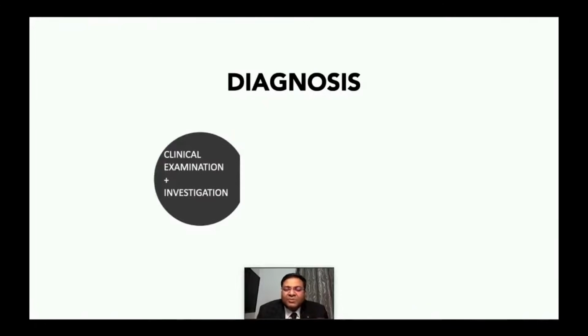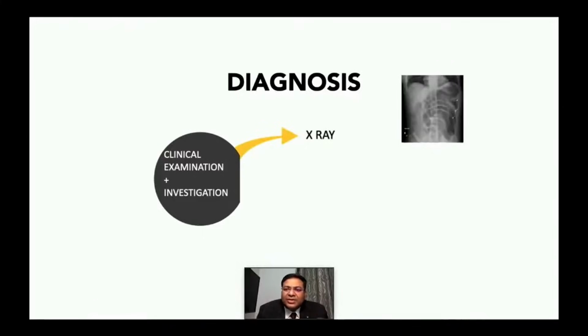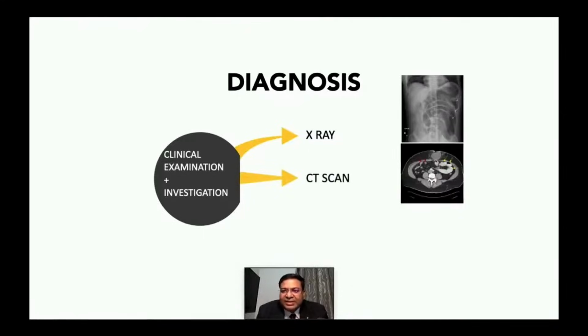So talking of obstruction, we do an X-ray. The X-ray will show that the intestines are dilated. You can see dilated coils of intestine. Then a CT scan is done to exactly know at which level the obstruction is, which organ is obstructed, how severe it is, and what the reason for the obstruction is. Is there any growth, anything?